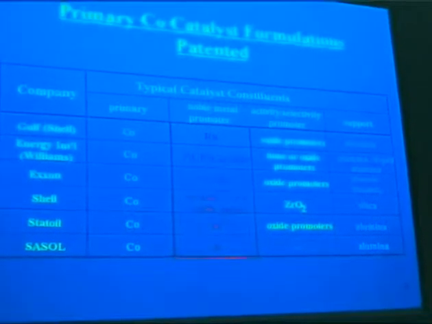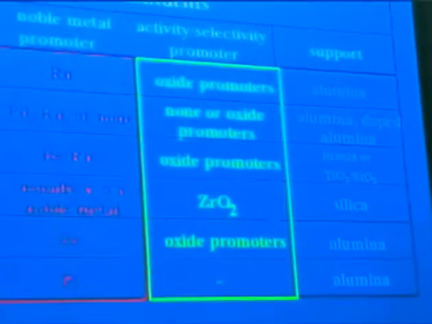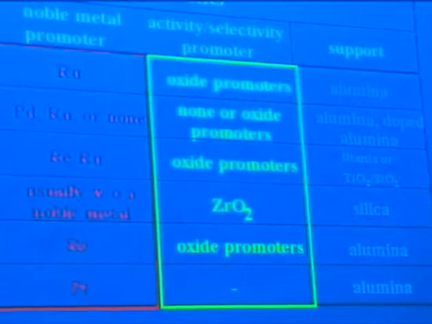these catalysts, of course, they all contain cobalt. That's the first thing that makes them similar. They all contain, or many of them contain, a noble metal promoter. Some don't, for various reasons. They almost all contain, although not all, some sort of oxide promoter, both for activity reasons and for selectivity reasons, different promoters for different things.